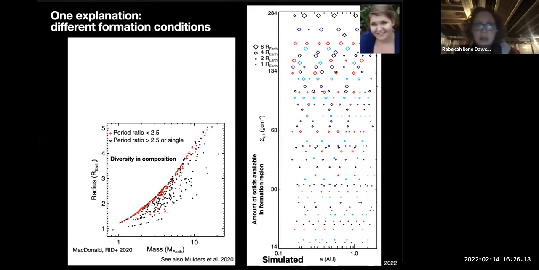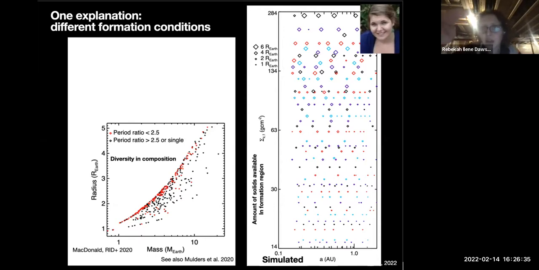So I'm now showing on the left, in our simulations, this is now all simulations, we're making a lot of scatter in that mass radius relation, where the size of a planet at a given mass is also connected to their orbital period ratio. So the more compact systems have puffier planets.